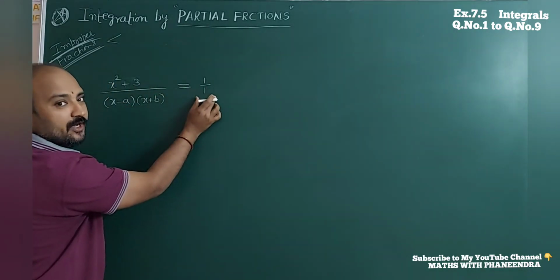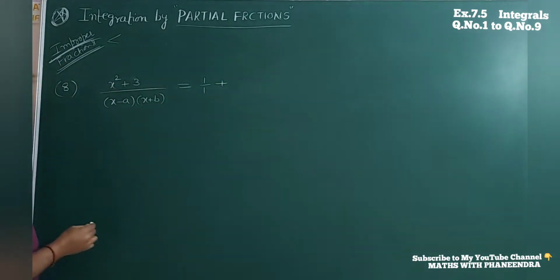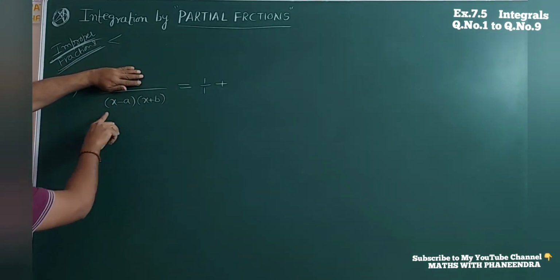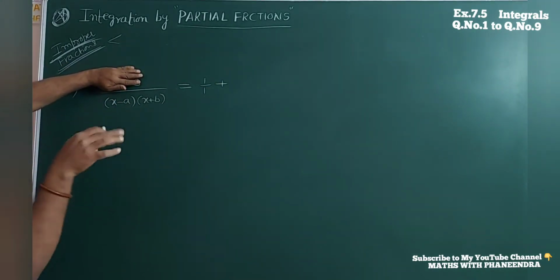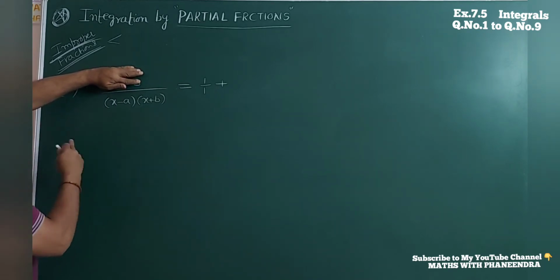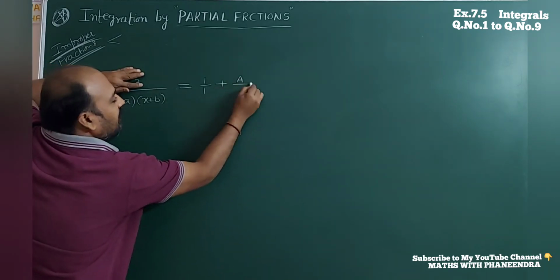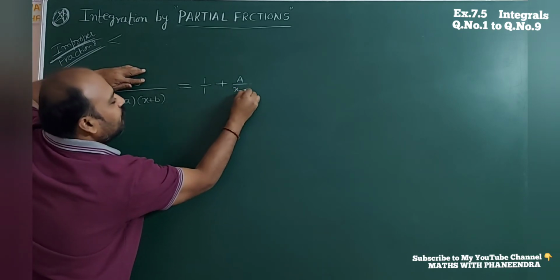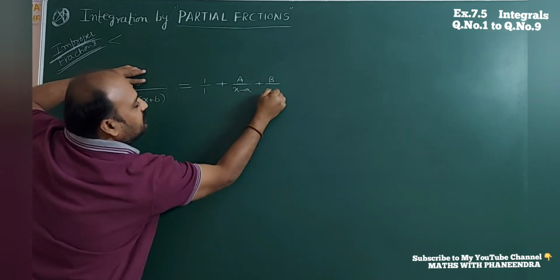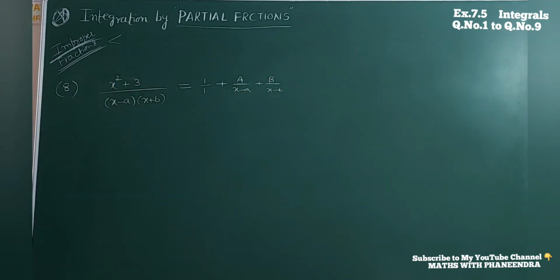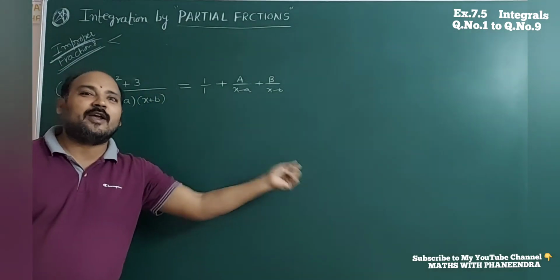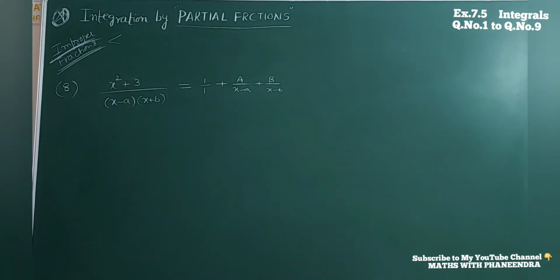First, this term you write. Plus, you leave this numerator value. In the denominator, two linear factors are there. We know how to write linear factors: capital A by (x − a) plus capital B by (x − b). This is the way you can do partial fractions whenever it is an improper fraction, equal degree case.